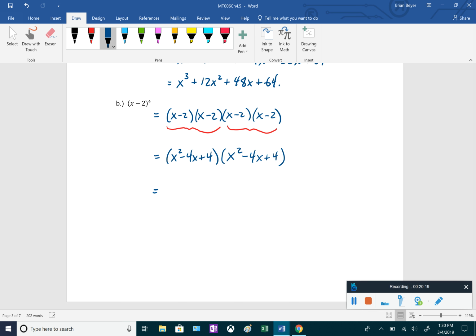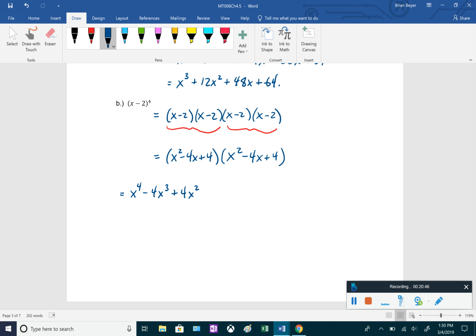So once we multiply both of those together like that, now we're just multiplying two trinomials. So we have to multiply every term from the first one into every term in the second one. So multiplying the x squared through, x squared times x squared is x to the fourth. I'll give myself some more room. X to the fourth, x squared times negative 4x is negative 4x cubed. X squared times 4 plus 4x squared.